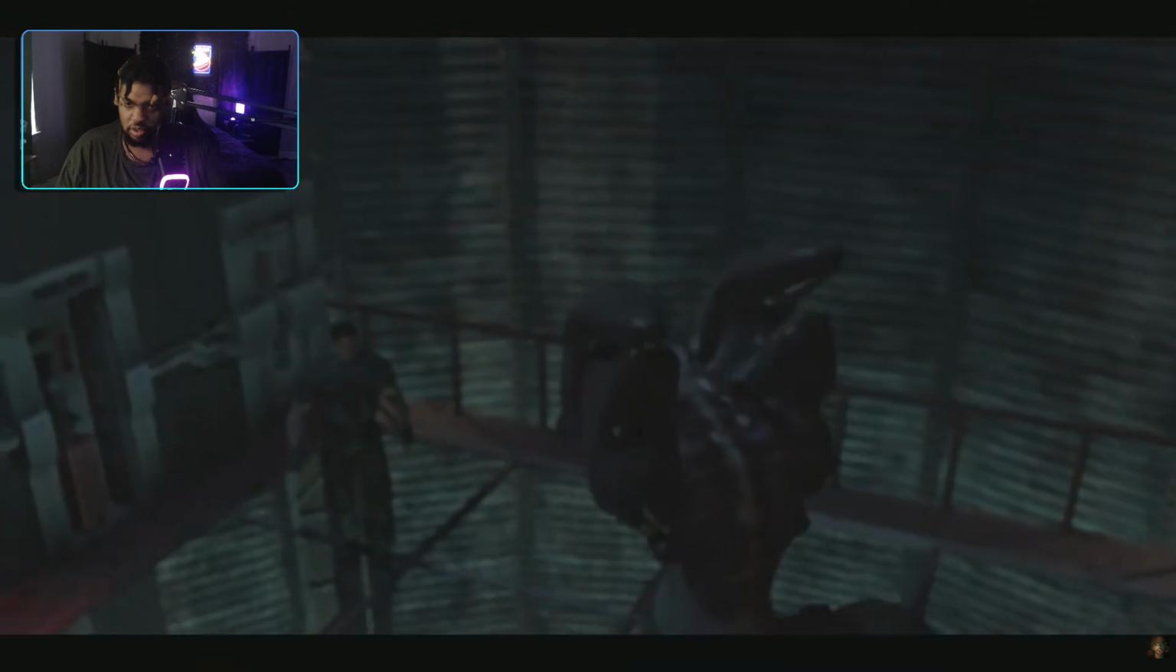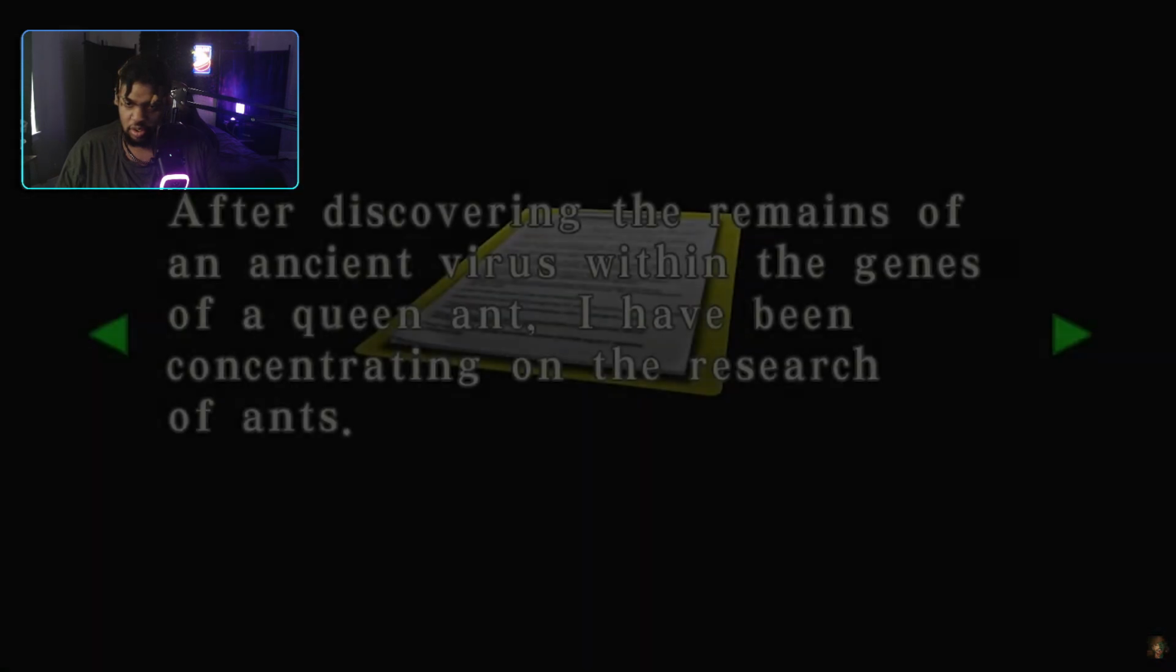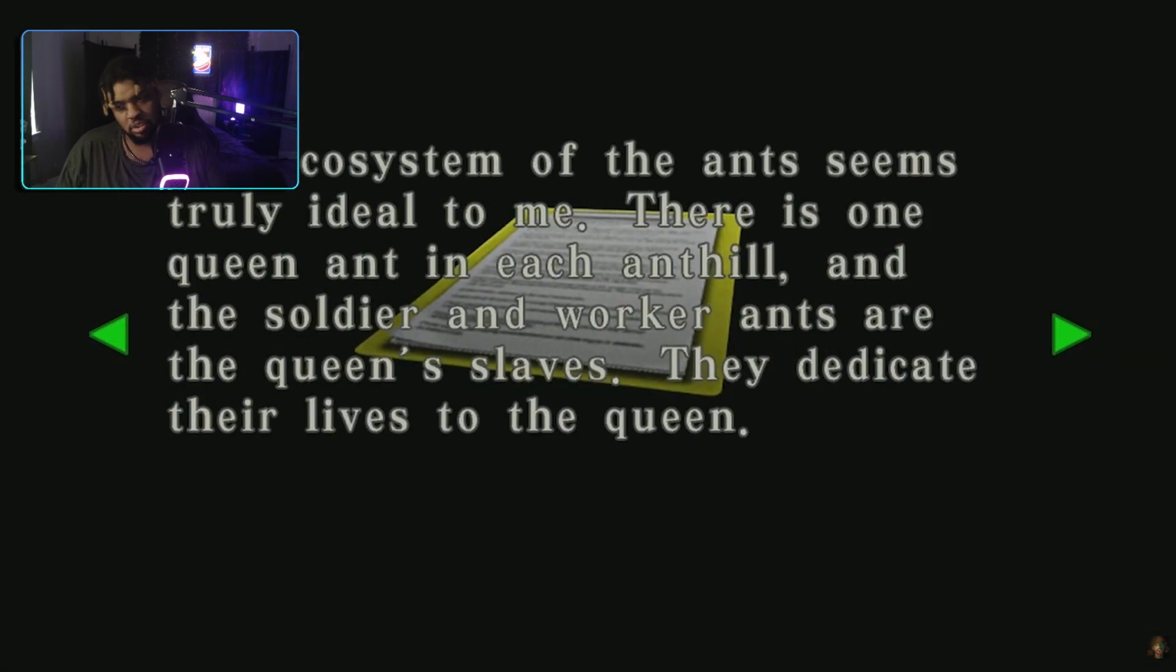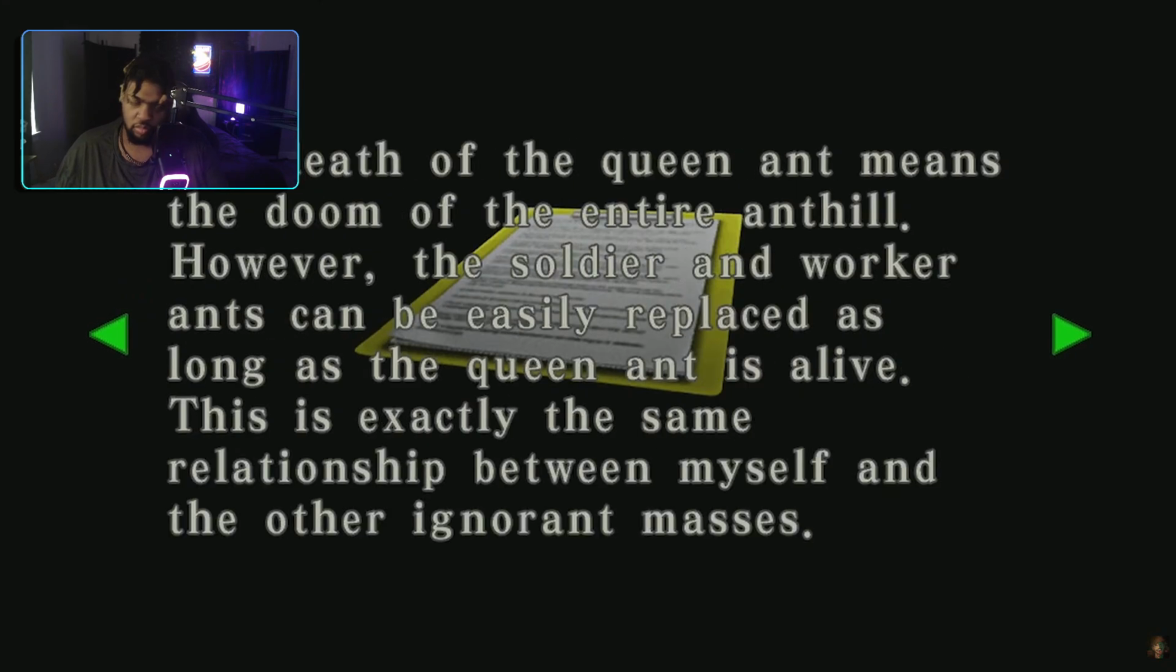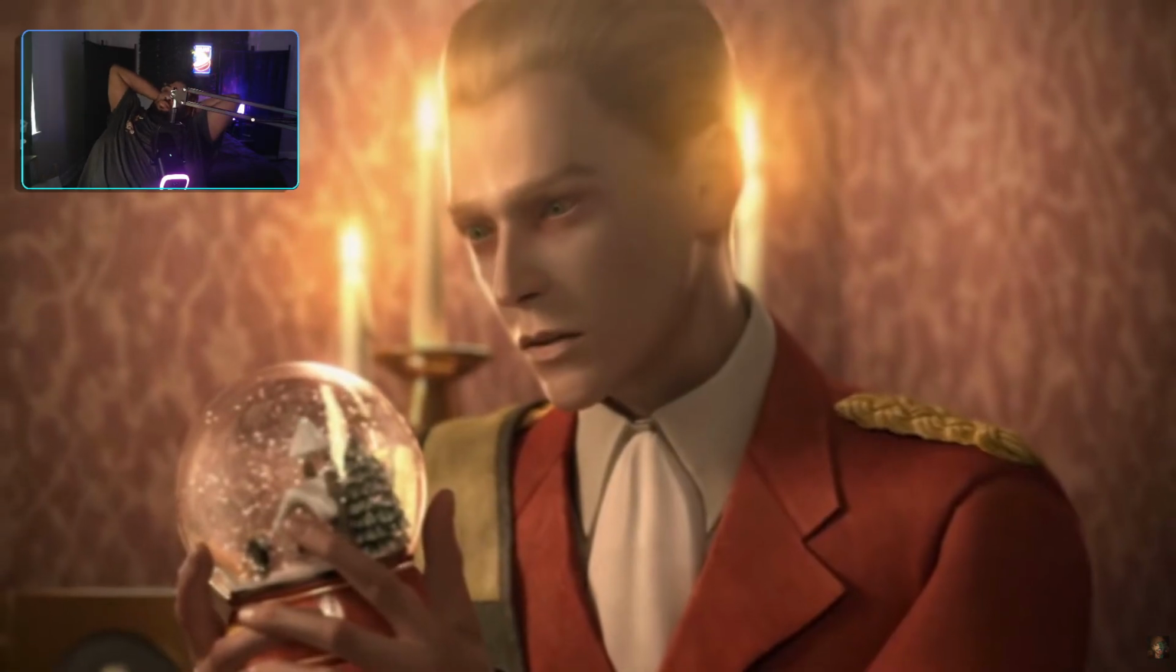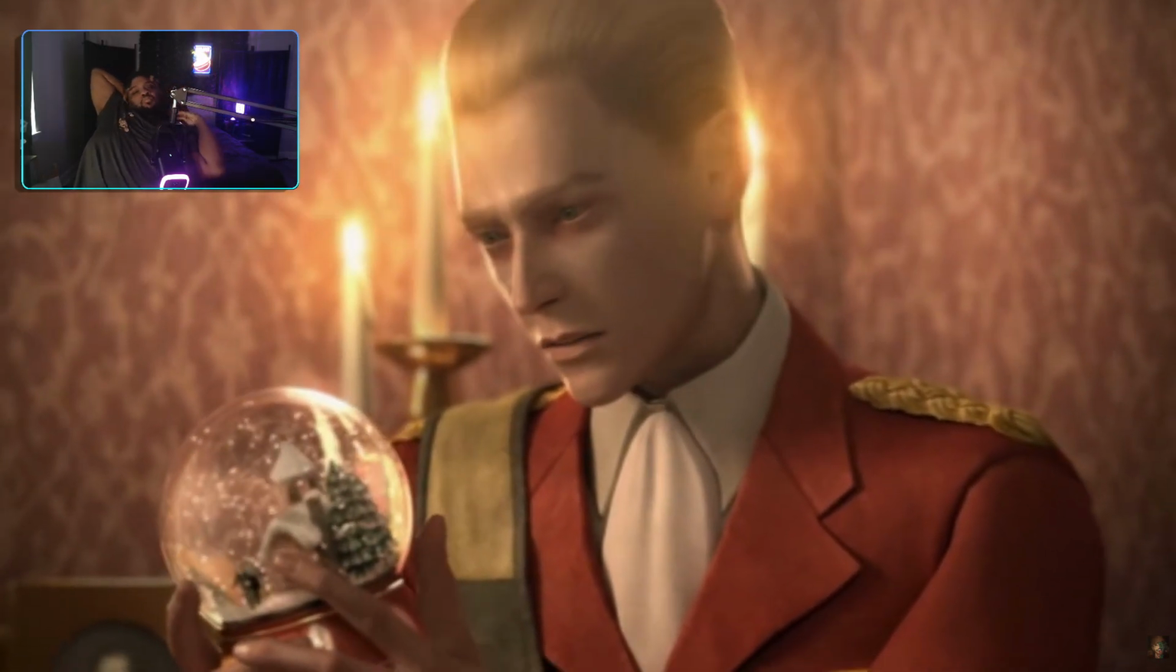Almost looks like an anthill, but let's dive into that bit. Upon studying the queen ant and finding the ancient virus in its genes, Alexia discovered that in each anthill is one queen. The soldiers and workers are the queen's slaves, dedicating their lives to this queen. The queen dying dooms the entire anthill, but soldiers and workers can be replaced. And this is how Alexia saw the masses, as she puts it. This is just one example of her complete disregard for human life. She even saw her own inept brother as a mere loyal soldier ant.